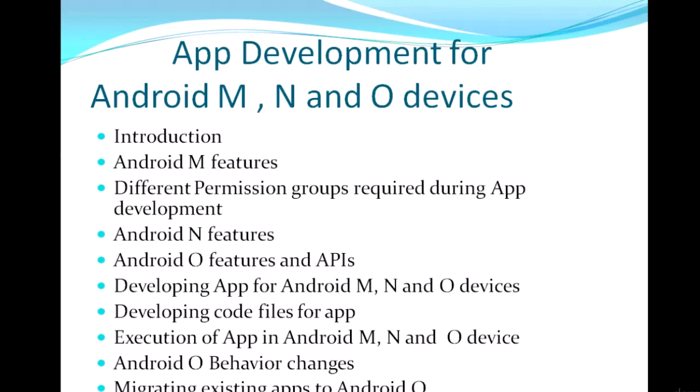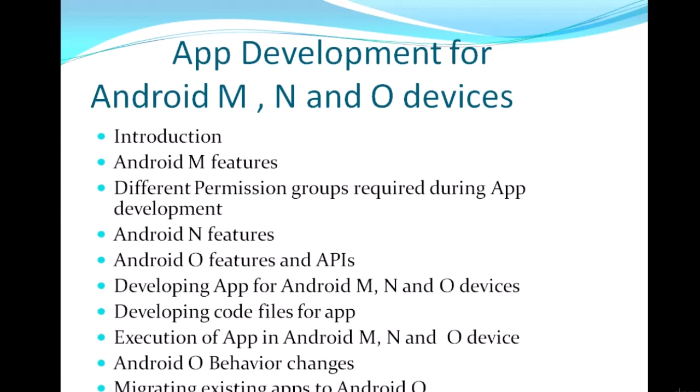Then next we'll be moving to the Android N features, that is Android Nougat, Android 7.1, which uses API 25. We will be discussing the Android N features, though Android N is not being used in the market so much, but since it is a new version released by Google, we'll be discussing that as well.